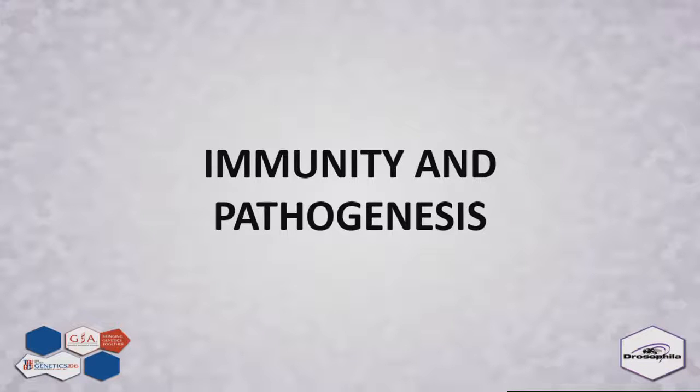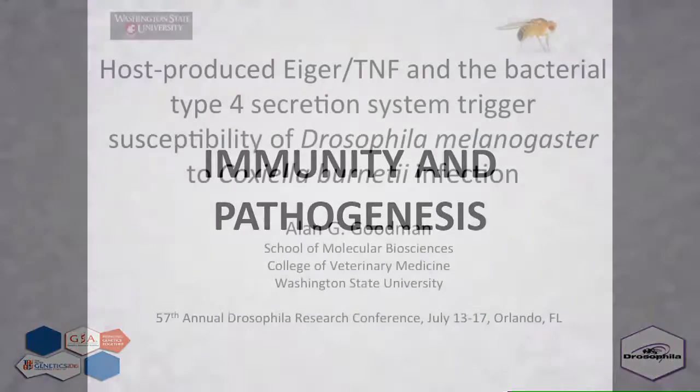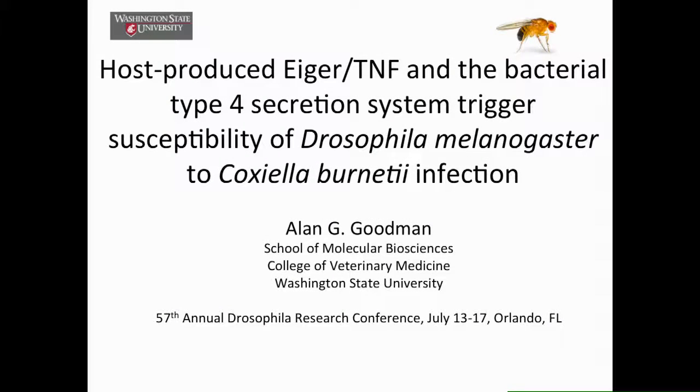Last but not least, Alan Goodman, who's going to tell us about host-produced Eiger, TNF, and the bacterial type 4 secretion system that enables susceptibility of the fly to Coxiella burnetii infection. So sorry for that long title.